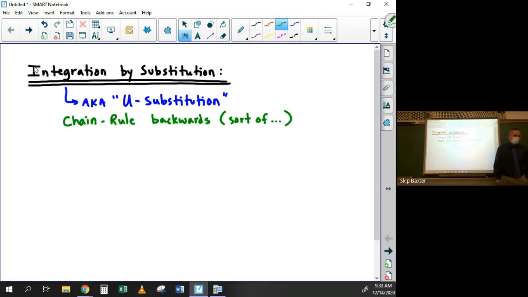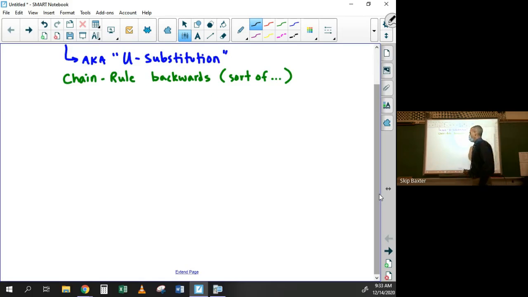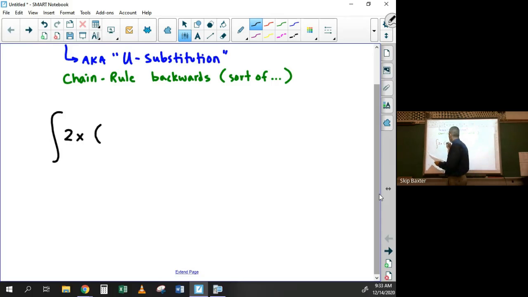Okay. So I think the best way for me to do this is just go through an example and then write the steps as we go, and then do a few more examples. Okay. So let's suppose the problem we're trying to evaluate would be the integral of 2x times (x squared plus 1) to the 23rd power.